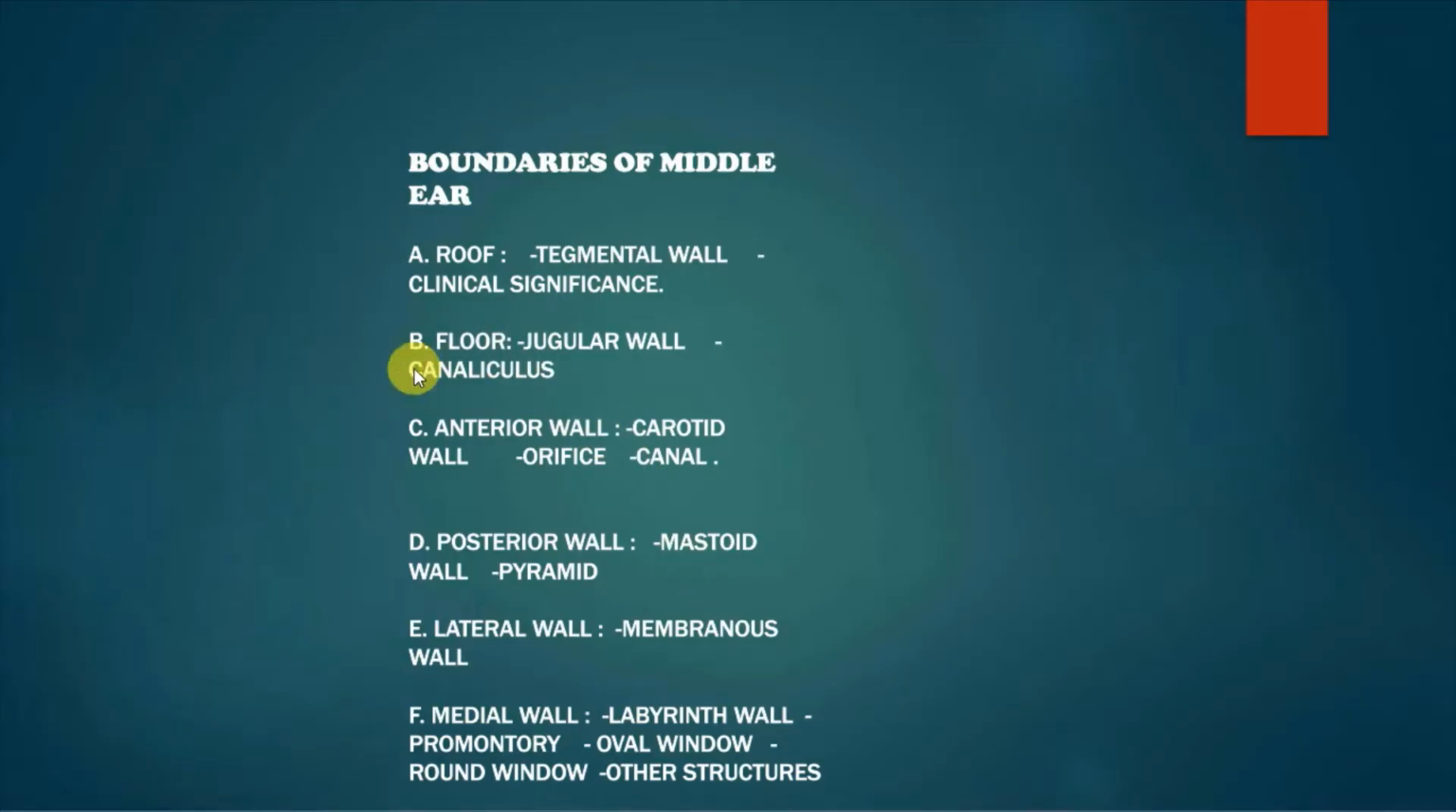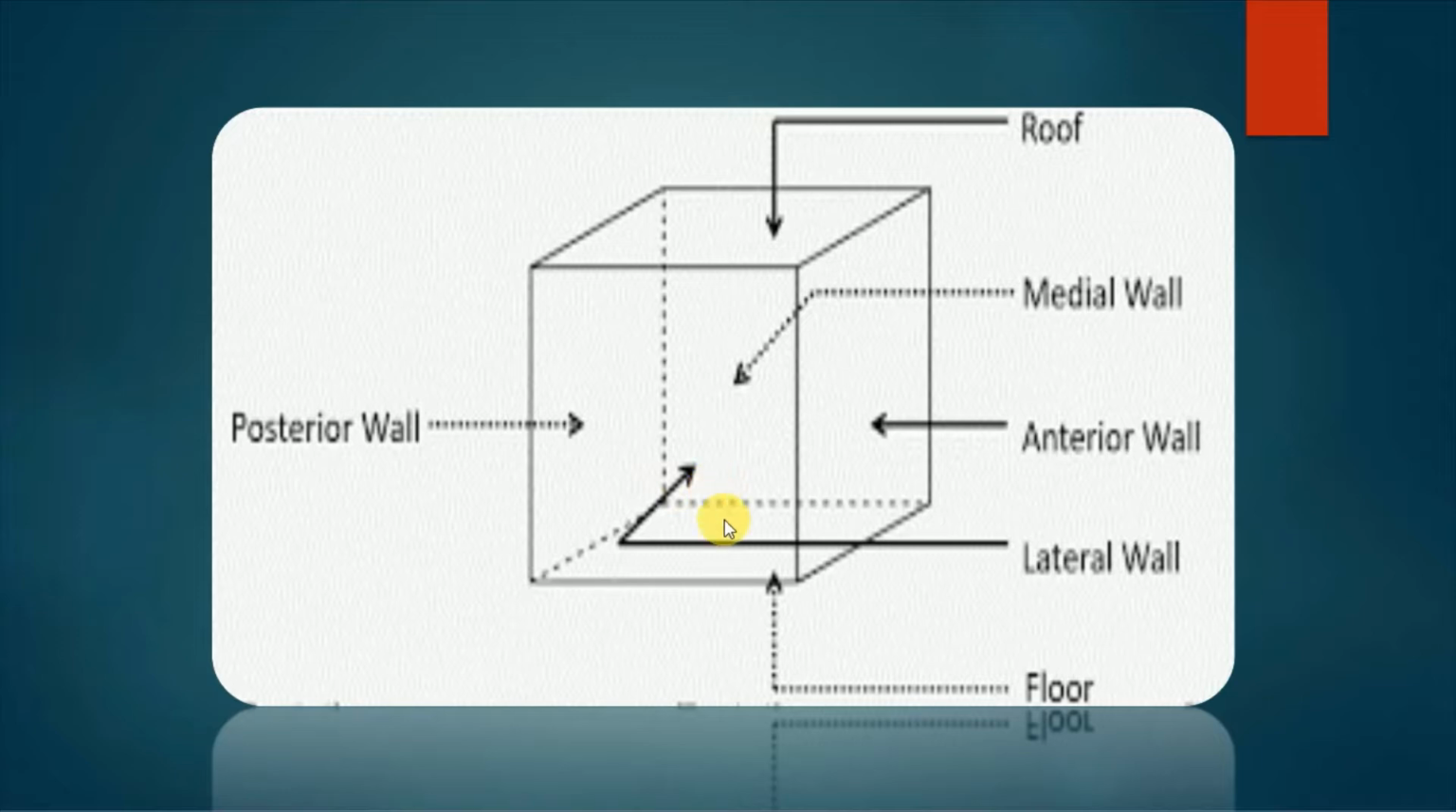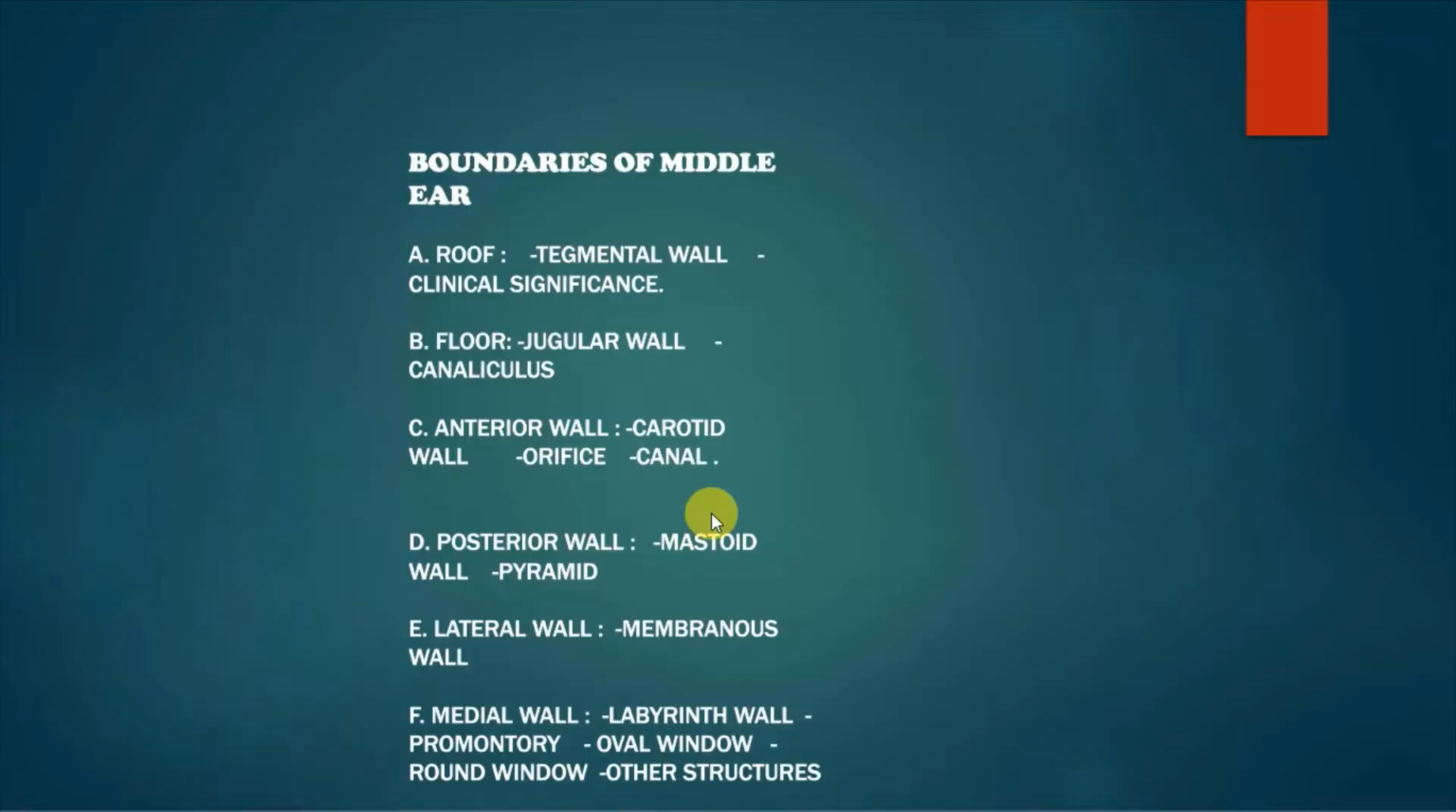Also in the floor we have the canaliculus. What is this? Canaliculus is just an opening. It's called the tympanic canaliculus because the tympanic branch of the glossopharyngeal nerve, cranial nerve 9, enters the middle ear cavity through the floor. Now, this tympanic branch of the glossopharyngeal nerve goes onto the promontory of the medial wall and forms part of a very special structure known as the tympanic plexus.